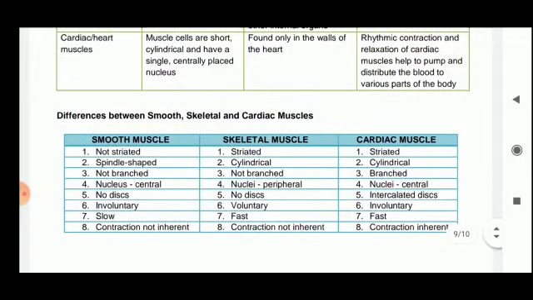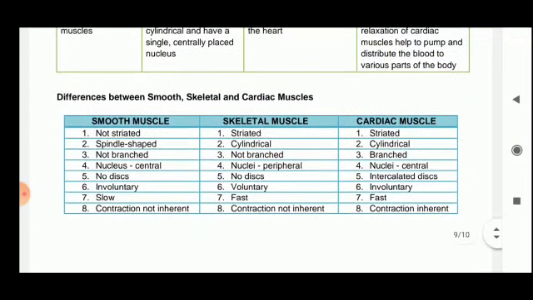Now we will see the differences between smooth, skeletal and cardiac muscle. Here is a list you can write in your copy. There are 8 differences on your screen. So you can learn them and write them in your copy also.